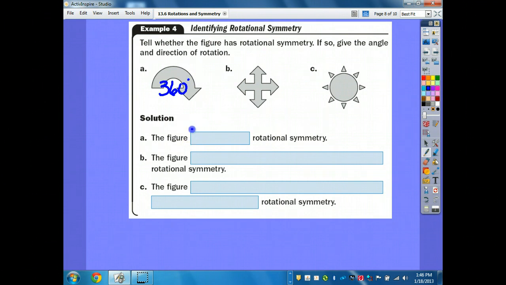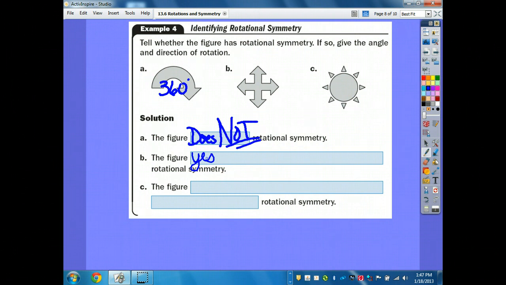So this figure does not have rotational symmetry. How about B? Yes, it does. So let's go with the yes. But now we have to tell, if it does, the angle and the direction.